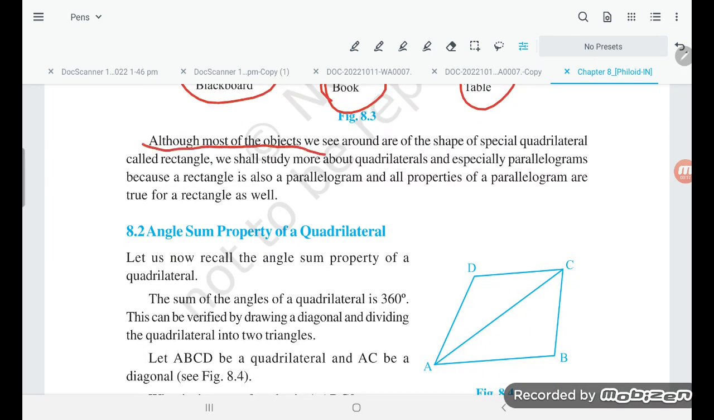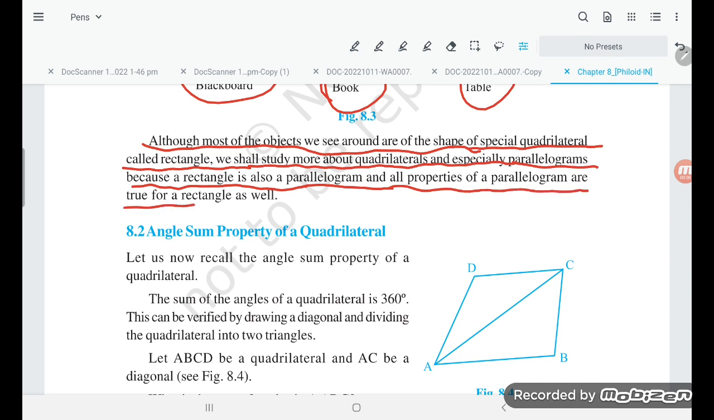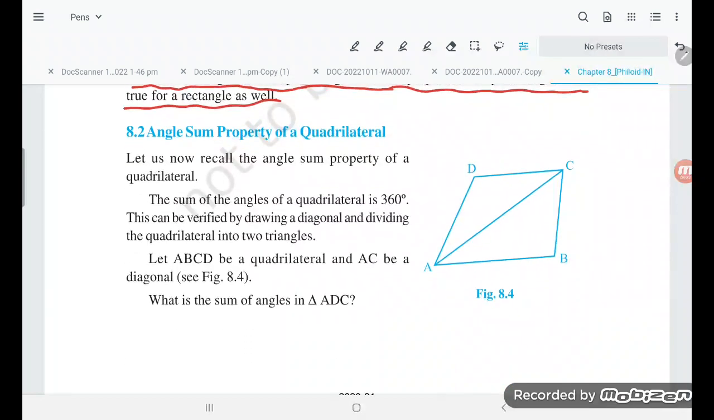Although most of the objects we see around are of the shape of a special quadrilateral called the rectangle, we shall study more about quadrilaterals and especially parallelogram, because a rectangle is also a parallelogram and all properties of parallelogram are true for the rectangle as well.